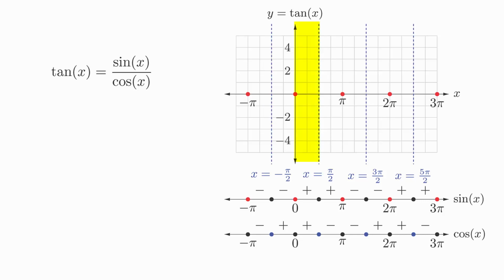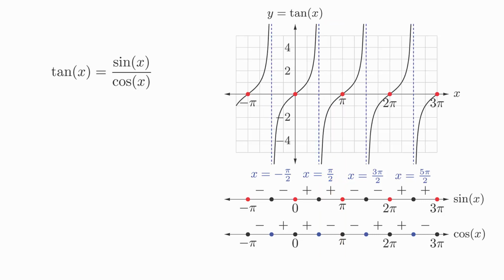The first interval is from 0 to pi over 2. Both functions are positive here, so we know that the graph will approach positive infinity on the left side of pi over 2. On the interval pi over 2 to pi, sine is positive but cosine is negative, which means that the tangent will be negative, and so the graph will approach negative infinity from the right side of pi over 2. We can continue this logic to fill out the rest of the graph.